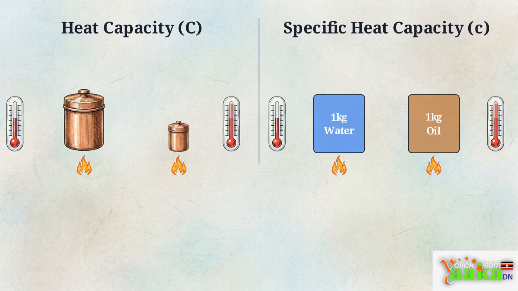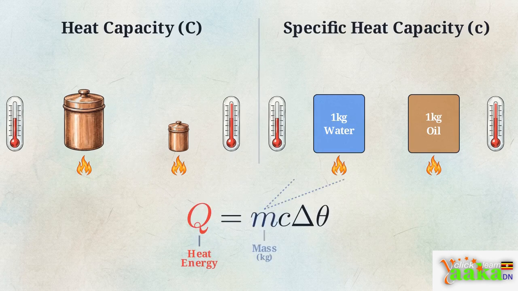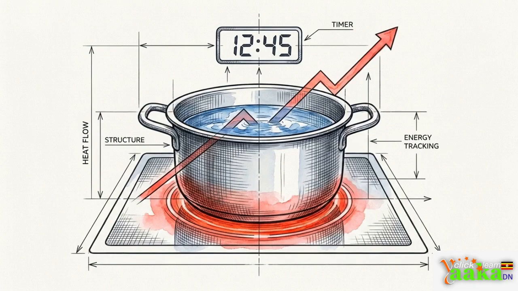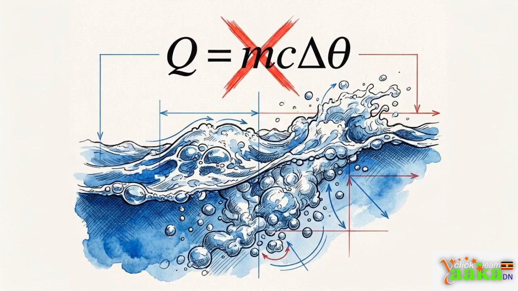As long as you are raising the temperature of an object, you can calculate the exact energy added using this formula. Q equals mc change in theta. Q is the heat energy, m is the mass in kilograms, c is the specific heat capacity, and the triangle theta symbol represents the change in temperature. This mathematical rule reliably tracks the energy you add minute after minute on the stove, but it has a strict limit. The moment that water begins to boil, this formula breaks down.